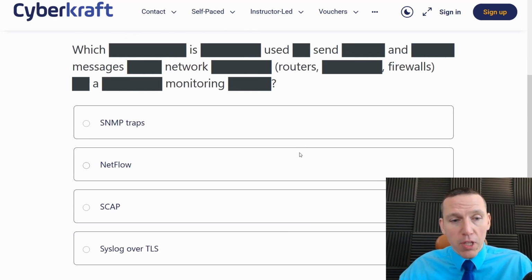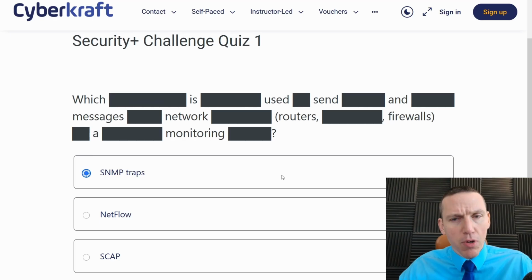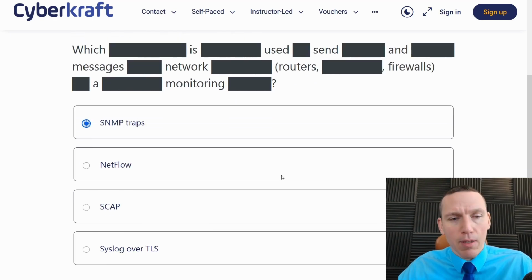Now, let's look at the answers here. SNMP, simple network mapping protocol or monitoring protocol. I'm drawing a blank here. Maybe because I'm looking at so many blanks. NetFlow, SCAP, syslog over TLS. I'm having trouble with this one.